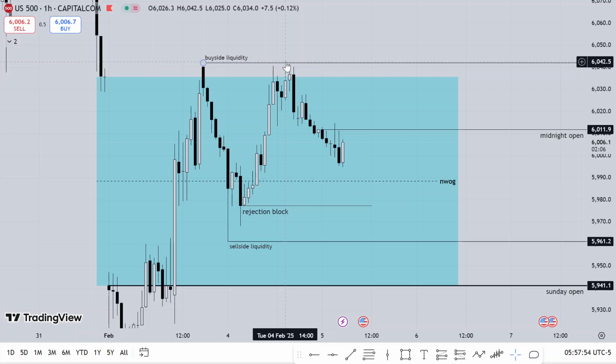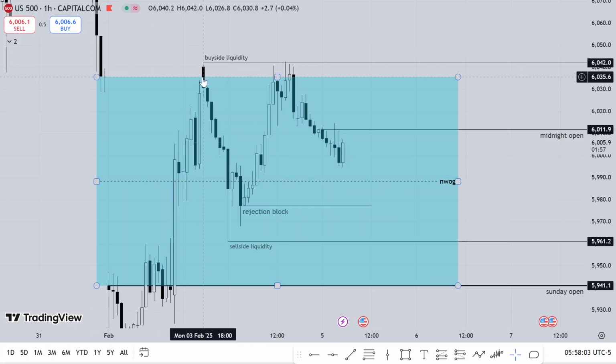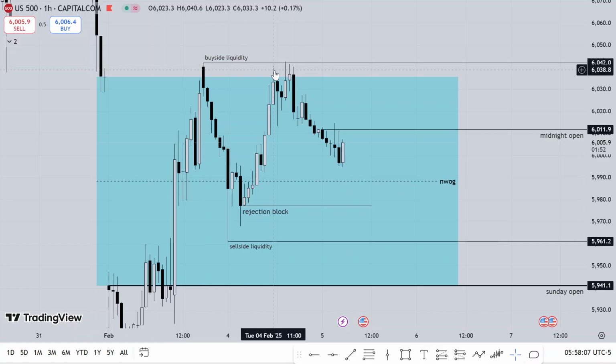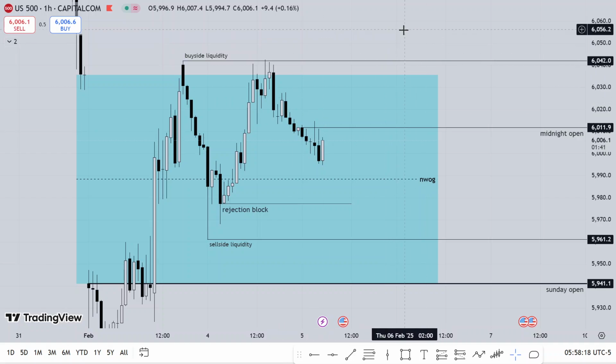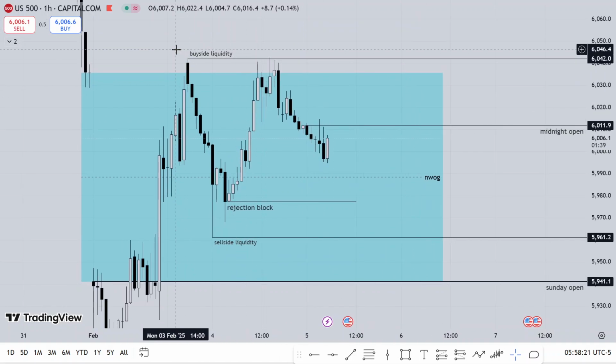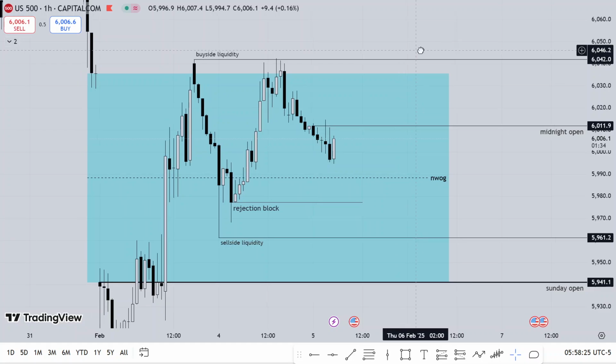Now this purge in buy side liquidity: if you look at the high of this candle, the high of this candle is 6042.5, while the high of this candle is 6042.0, meaning we went above this candle by 0.5 points. So this right here is seen as a purge of this buy side liquidity, which is extremely important.